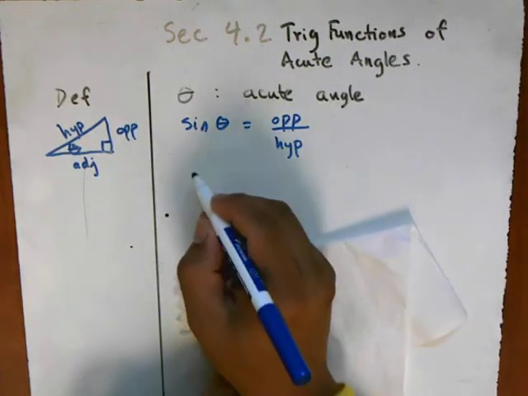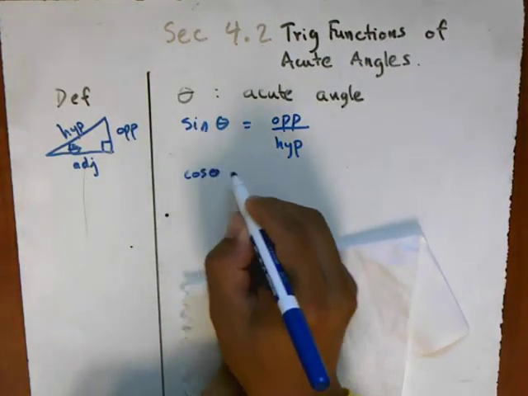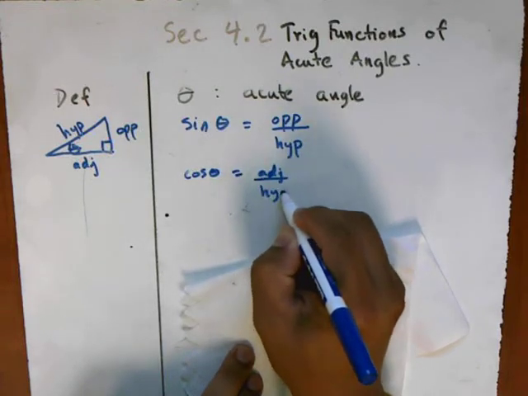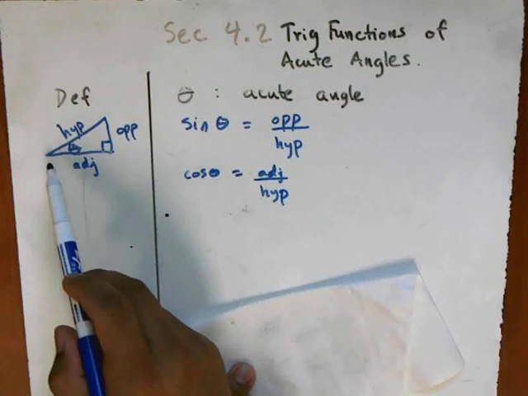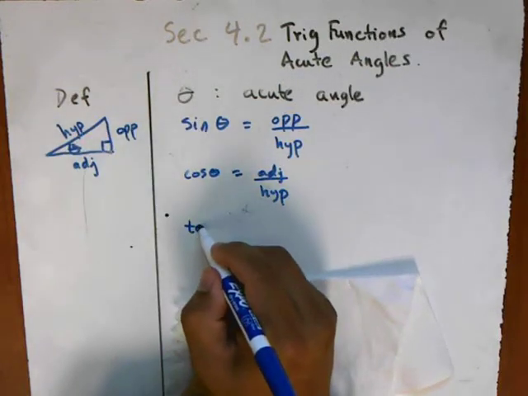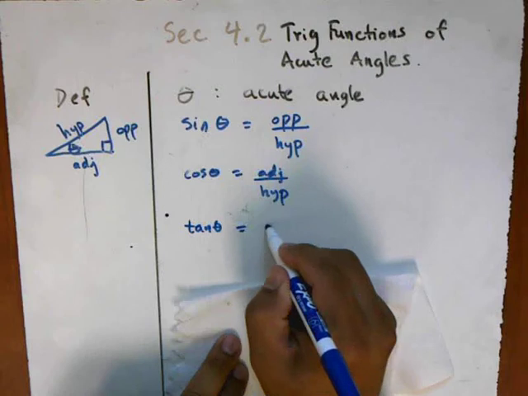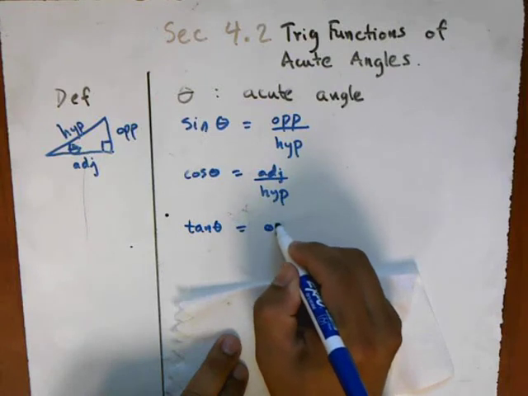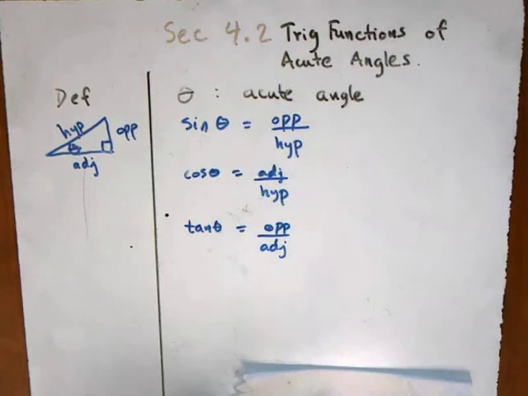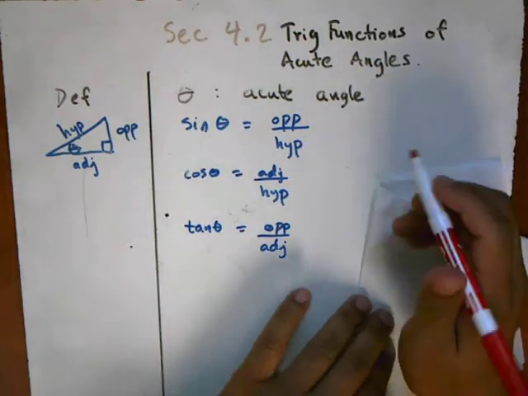You've probably also learned already that cosine of theta is the ratio between the adjacent side and the hypotenuse. So the adjacent side would be the length here divided by the hypotenuse, and tangent of theta is the ratio of the opposite side over the adjacent side. Those are the basic ratios that you should have learned already in your geometry classes. So I'm going to introduce three new ratios today.